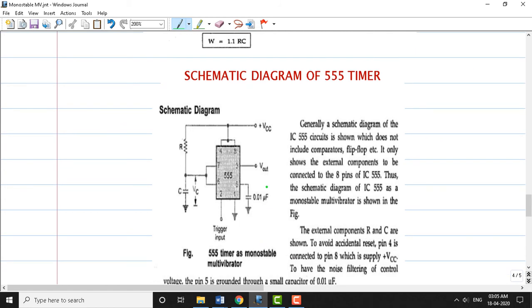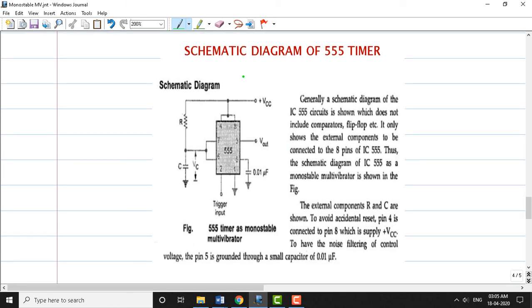Previously we showed the detailed circuit of the monostable using the 555 timer. That can be drawn using just the block diagram of the IC version of the 555 timer. This is the schematic diagram of a monostable multivibrator using the 555 timer. We can see we have used just R and C as the external elements, and a capacitor here for discharging. This overall circuit is a compressed form of the circuit that we discussed earlier.